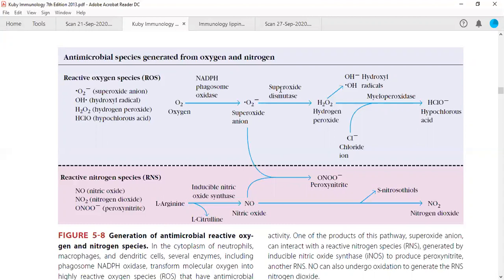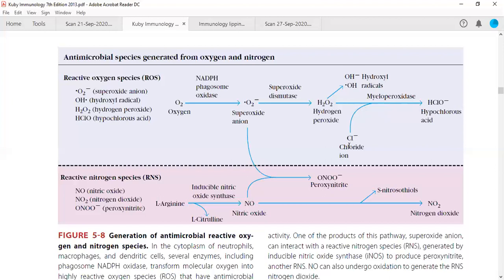Then in the presence of the superoxide dismutase enzyme, this superoxide anion will be converted into a more stable form known as hydrogen peroxide, H2O2, which will further degrade into hydroxyl radical. The hydroxyl radical can be of two types, either a single electron or a complete negative charge, which is due to two electrons present over this oxygen molecule. Lone pair of electrons, right?